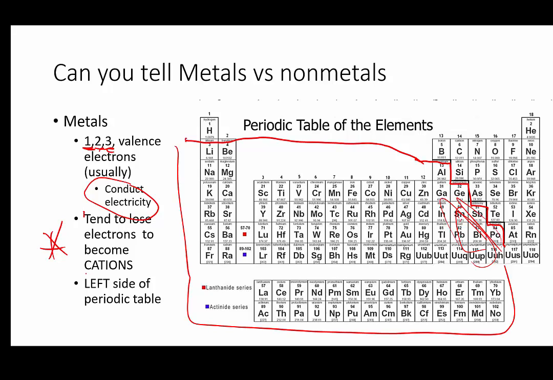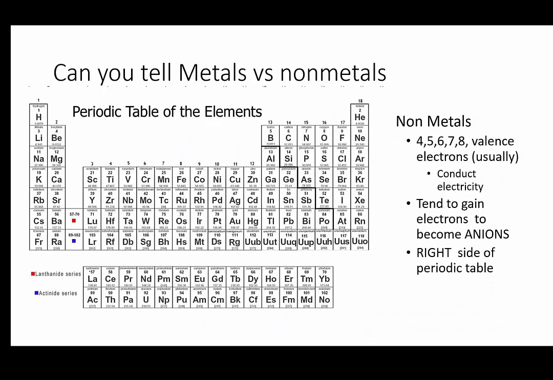Now that means they become cations. Yes, that word is pronounced cation. No, I don't want to hear you saying cation. It's a cation. Okay, and of course the metals are on the left side of the periodic table.